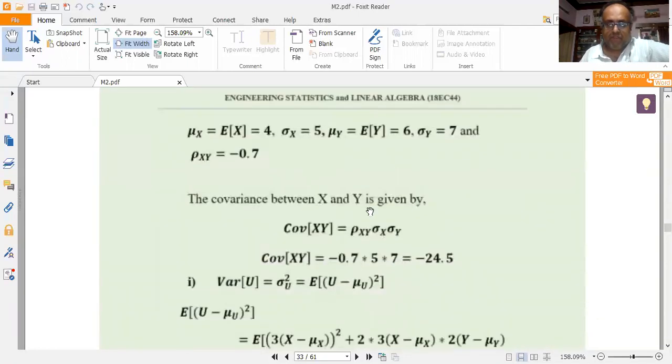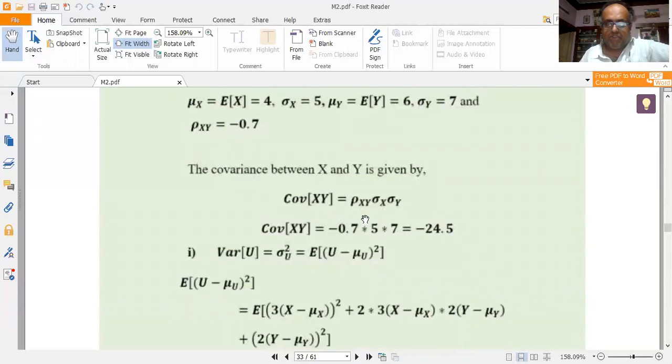between x and y. The covariance between x and y is given by rho xy into sigma x into sigma y, because I know that the formula for the correlation coefficient rho xy is given by covariance of xy divided by sigma x into sigma y. Cross multiplying, I get covariance of xy is equal to rho xy into sigma x sigma y. Now substitute the corresponding values. So covariance of xy is equal to minus 0.7 into 5 into 7, which I get to be minus 24.5.